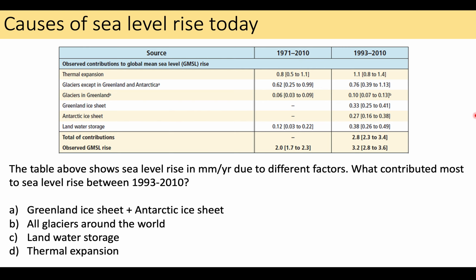So this table here shows sea level rise in millimeters per year, and it's broken down into the different factors. So this is a cool table. They're able to actually show you exactly which factors cause the sea level rise that we are seeing. So what contributed the most to sea level rise between 1993 and 2010? Take a second to read the graph, try and figure that out.